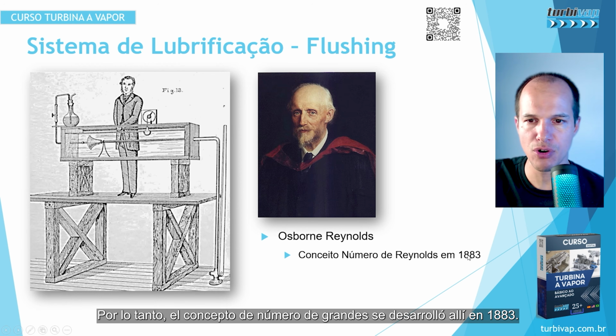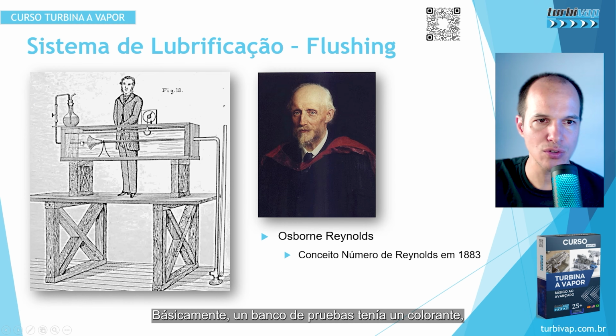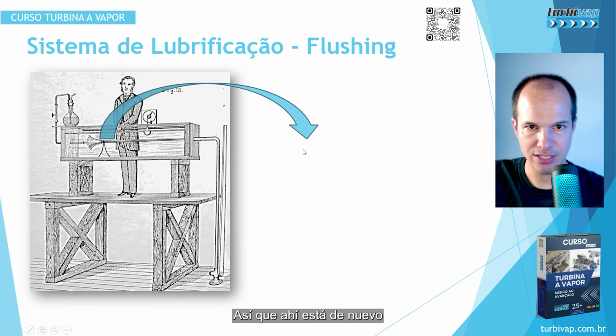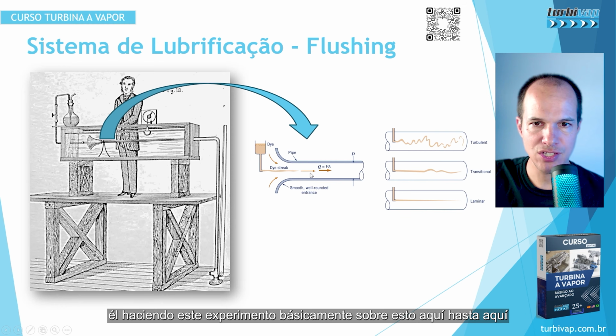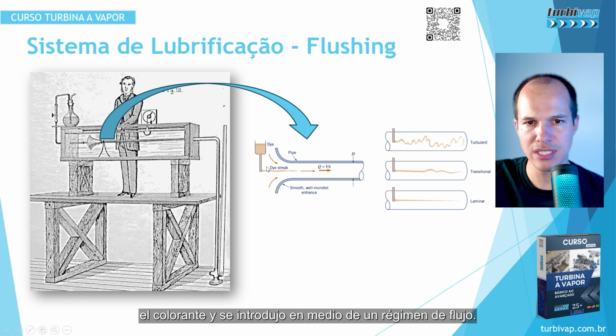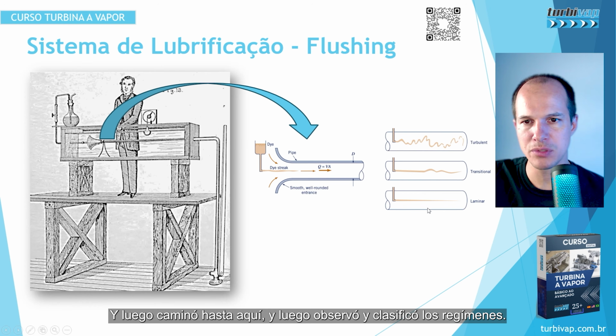Below 2000 Reynolds. Well, then let's understand a little better how this works in practice. The one who dedicated himself to studying this was Osborne Reynolds. The concept of the Reynolds number was developed in 1883. Basically, on a test bench he had a colorant, and he introduced it into a tube to observe the regime, as we will see in detail, okay?